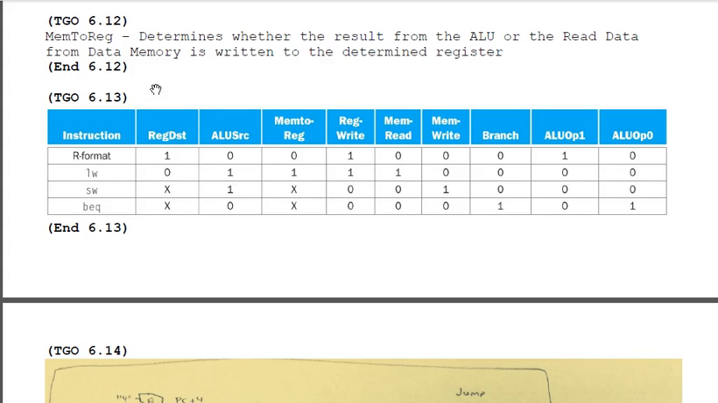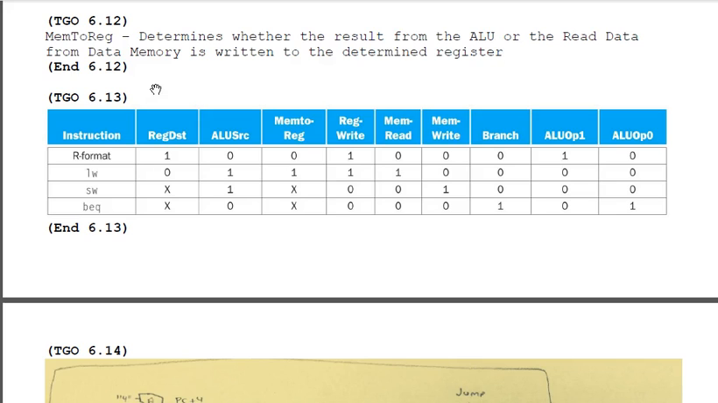ALU source, remember, is a control signal controlling that multiplexer, choosing between read data 2 or the sign-extended immediate value, right? So we're determining whether we're going to be adding or doing something in the ALU from either the registers or the immediate value. If it's 0, it comes from the registers. If it's 1, it comes from the immediate value, right? So here, in our R format, since it comes from the registers, it's 0.